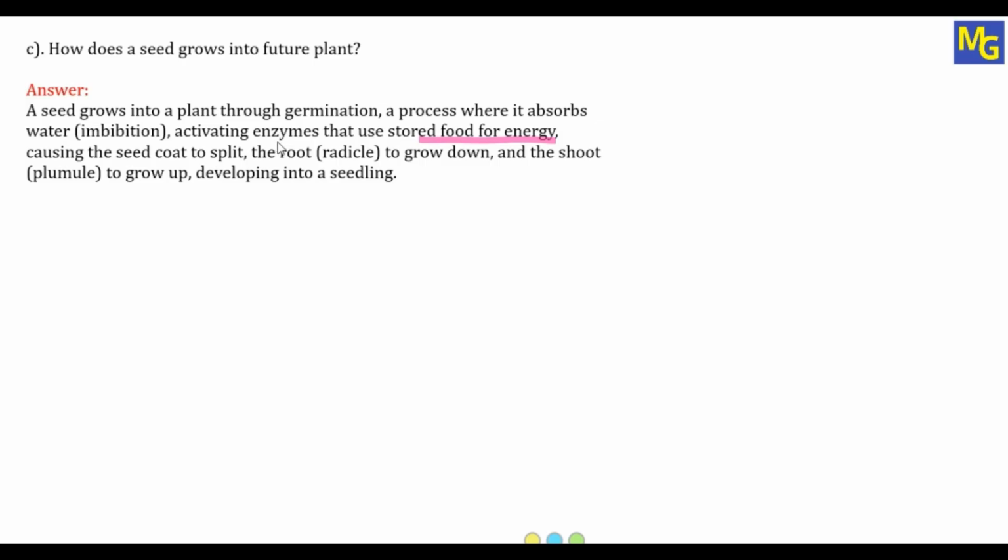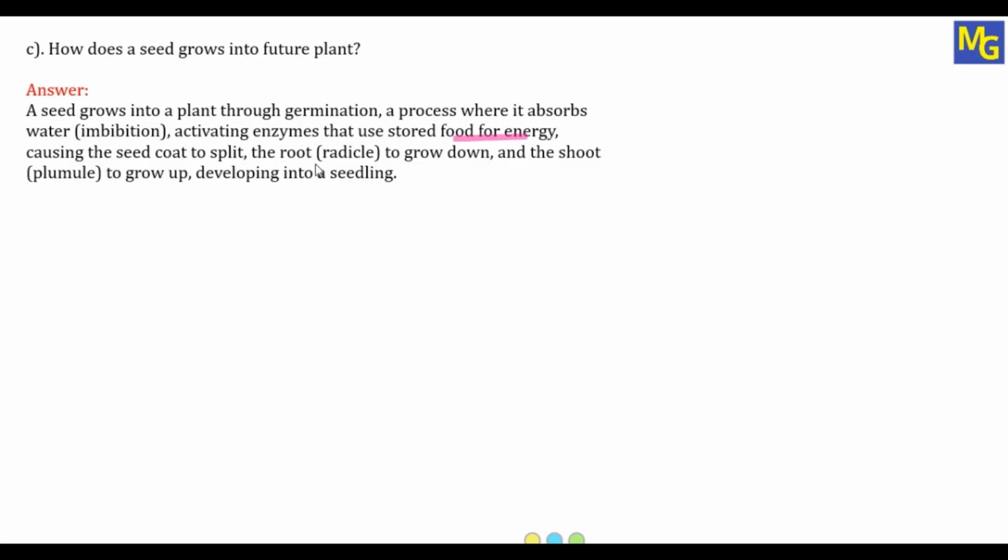Once the seed absorbs water, that absorption of water will activate the enzyme. And with the help of this activation, whatever food is stored inside the seed, that all will be used as energy, causing the seed coat to split. The seed will have a very hard coat. That hard coat will get split by using this food energy. And the roots will develop. It develops two parts actually.